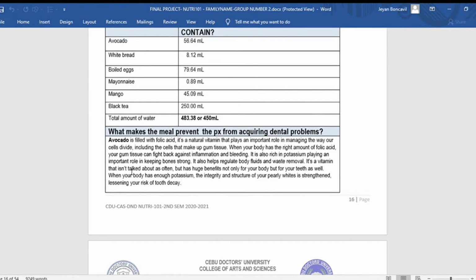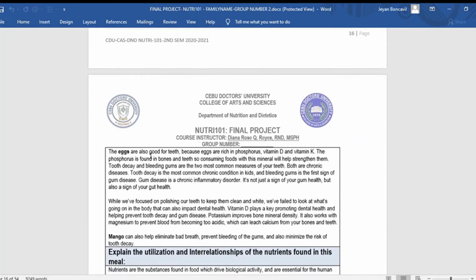It's a vitamin that isn't talked about as often, but has huge benefits not only for your body but for your teeth as well. When your body has enough potassium, the integrity and structure of your pearly whites is strengthened, lessening your risk of tooth decay. Then the eggs are also good because eggs are rich in phosphorus, vitamin D, and vitamin K. The phosphorus is found in bones and teeth, so consuming foods with this mineral will help strengthen them.